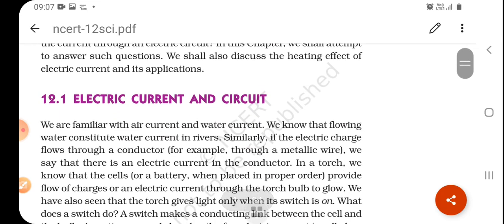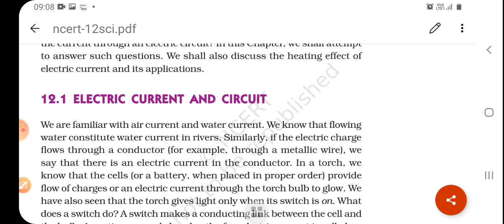Before starting, our first topic is the electric current and the electric circuit. We have seen air current and water current. Flowing water is known as water current. Likewise, if electric charge flows through a conductor, for example through a metallic wire, we say that there is an electric current in the conductor. So what is the electric current? The flow of electric charge.